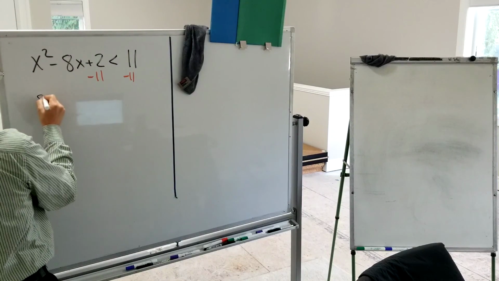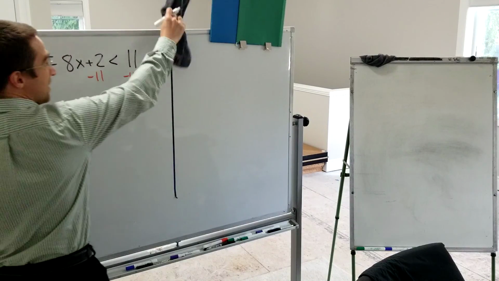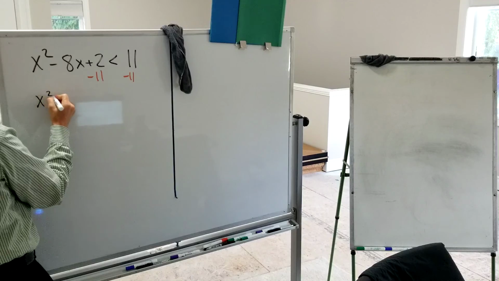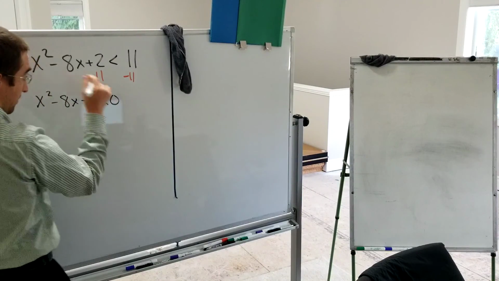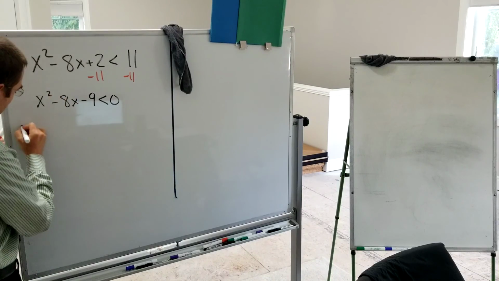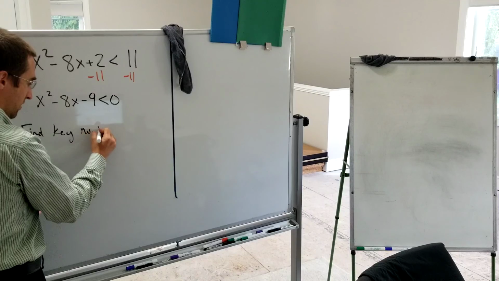That gives me, oh my goodness, what am I doing? That gives me, let's try this again. That gives me x squared minus 8x minus 9 is less than 0. So now what we want to do is find what we call our key numbers.